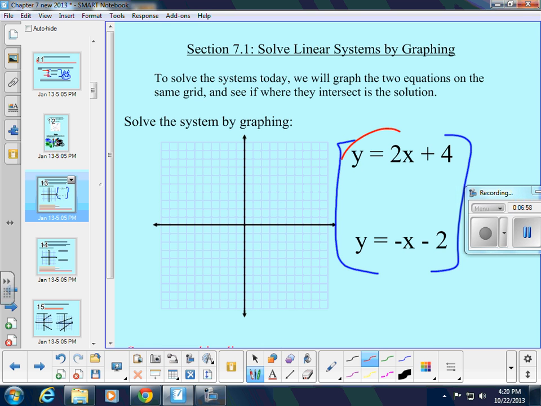So let's say I'm going to graph this first one in red here, y equals 2x plus 4, kind of like I did on the previous page. I'll say my slope is 2, my y-intercept is 4. My y-intercept's 4, so I go up 4 on the y-axis. I go up 2 over 1, up 2 over 1.